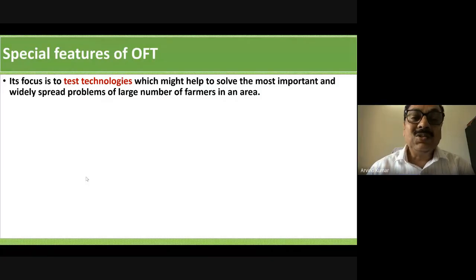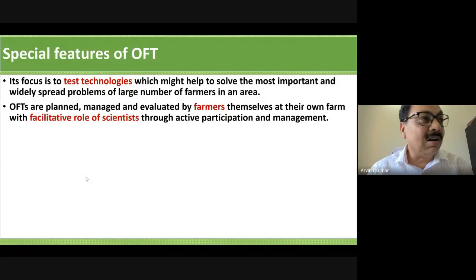So such type of technology should not be taken. Focus should be only on problems which are affecting most of the farmers and a large area. Then OFTs are planned, managed, and evaluated by farmers. This should be kept in mind.